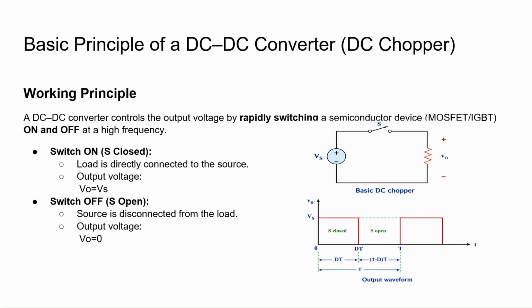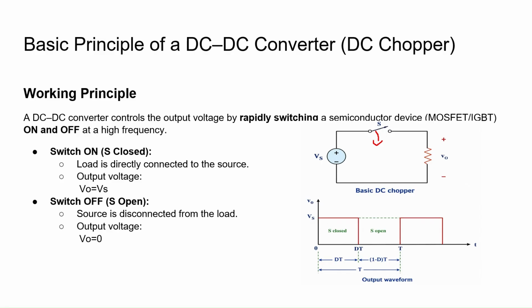We are continuously turning on and turning off this switch. When the switch is in on condition, the output voltage will be Vs, because the switch acts as a short and the entire Vs will appear across the output or load side. When the switch is in off condition, it acts as an open circuit and the voltage across this load will be 0. So this is the basic waveform of a DC to DC chopper.